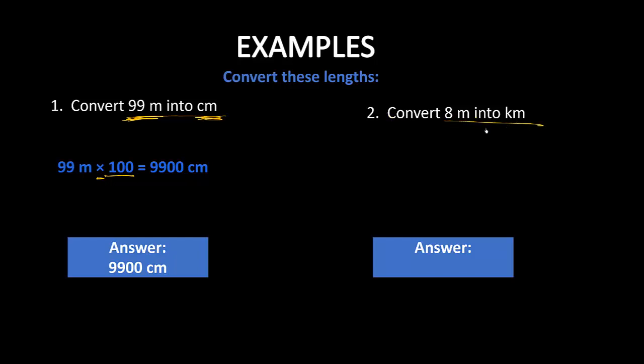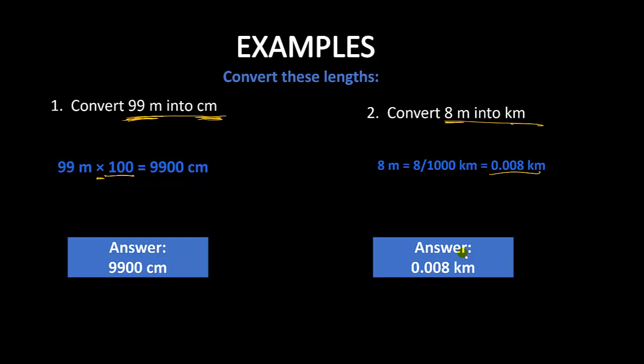Now the next question is convert 8 meter into kilometers. That means we're going to have to divide, since it's a small unit to a big unit. So that means 8 meter is equals to 8 divided by 1,000 kilometers, which is also equivalent to 0.8 kilometers. Oops, 0.008 kilometers. So the answer is 0.008 kilometers.